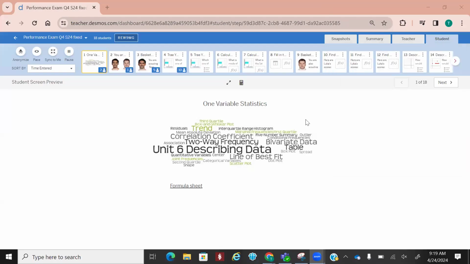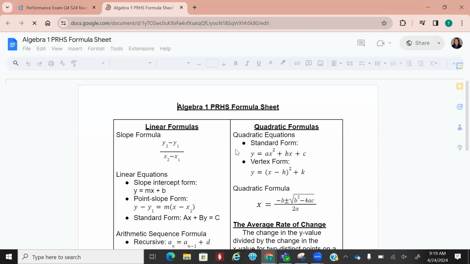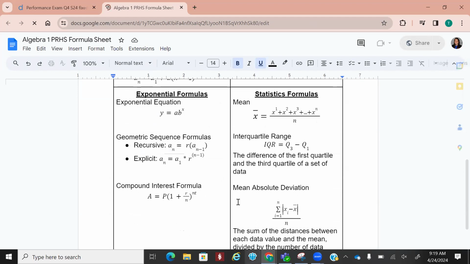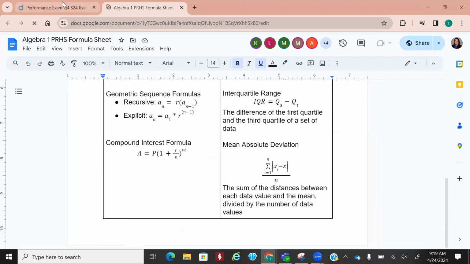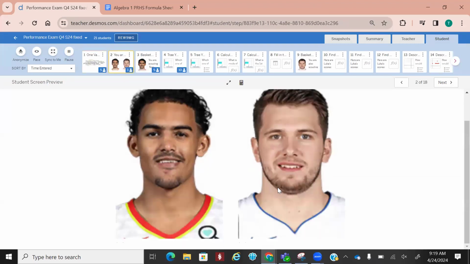So on this first screen, this is your formula sheet. You can click on it and it'll pull up the formula sheet. I don't know if you really need this that much, but if you forgot how to do mean, or mean absolute deviation, or IQR, it's all right there. Okay. On slide 2, you are a scout. Do you know who these two people are? Everyone knows Trae Young, but nobody knows this other guy.